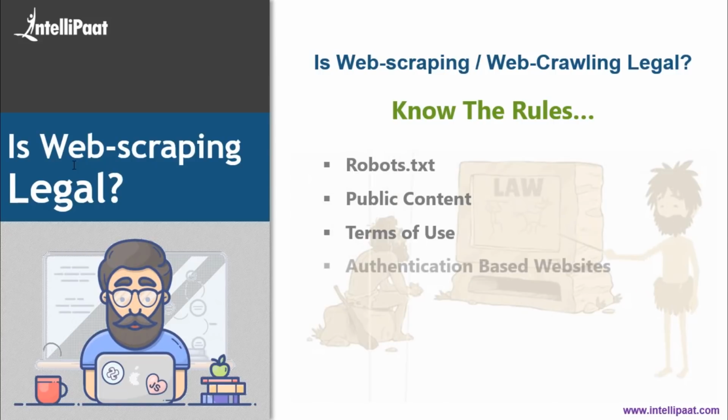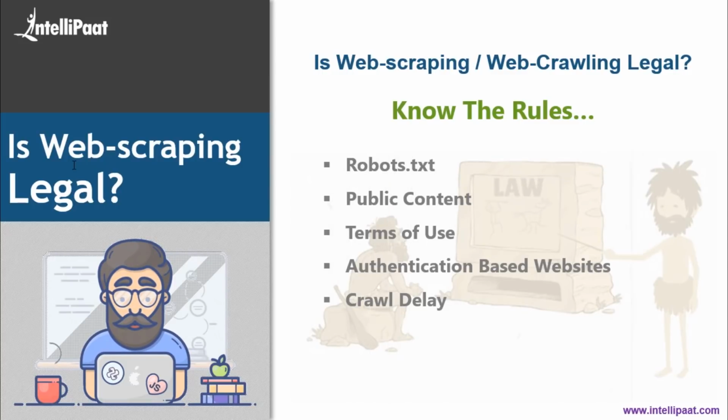Next is authentication based websites. Some sites need authentication before you could access their content, and mostly they would discourage crawling because they only want real human beings to get logged in. Next is crawl delay. Robots.txt also lists the delay to be maintained between consecutive crawls to ensure you're not hitting their servers too hard.